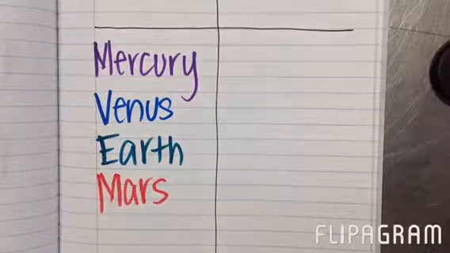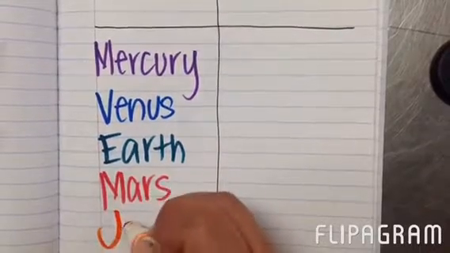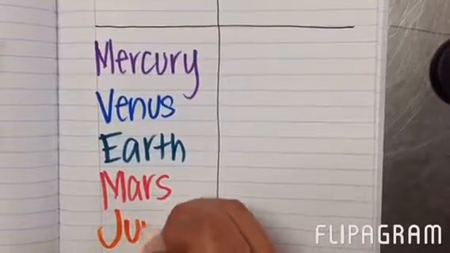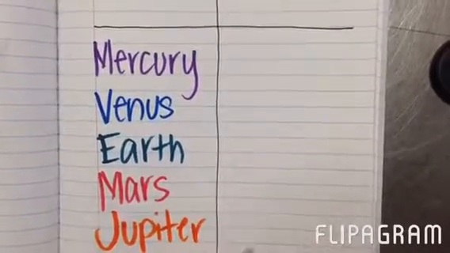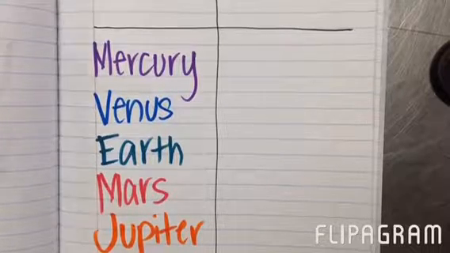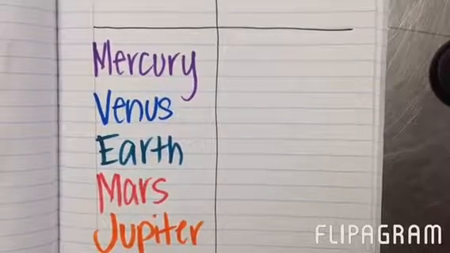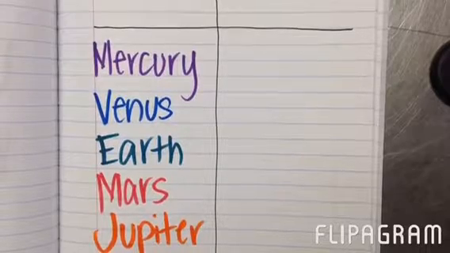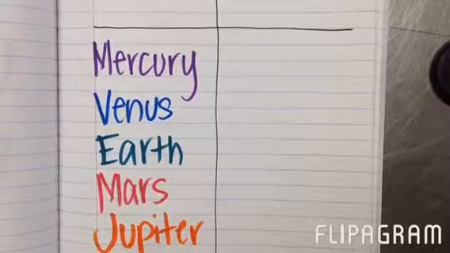Your next planet is Jupiter. Jupiter is actually the biggest planet in our solar system. And of course, it's got a big red spot that represents the storm that's constantly going on Jupiter.